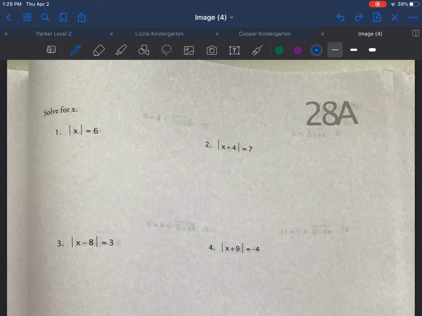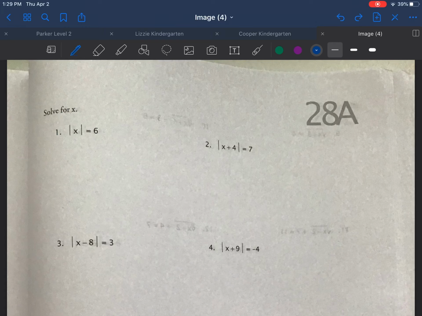Absolute value, if you remember back to when you learned about absolute value early on in middle school, the absolute value is the positive distance from zero. So the absolute value of a number is always positive. Now we will end up with some negatives here only when we're adding or subtracting outside the absolute value bars. As a reminder, when you see these bars, that means absolute value. The absolute value is its distance from zero.